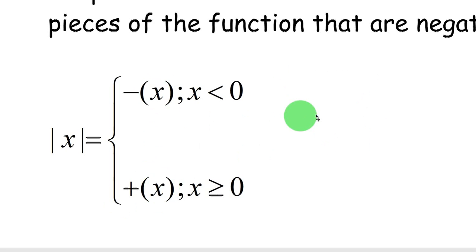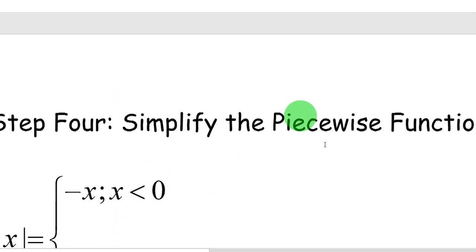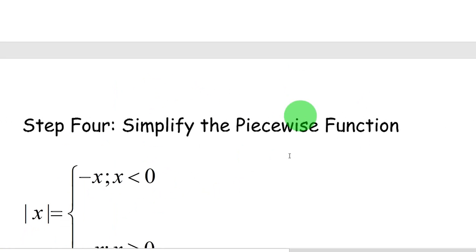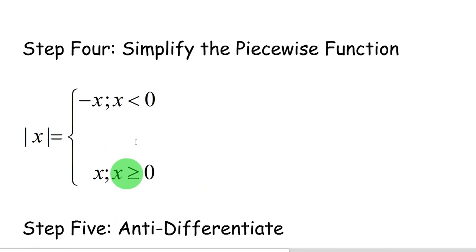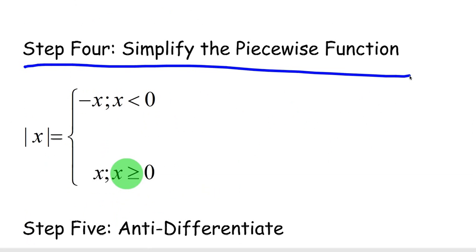So that leads us to step 4. Simplify the piecewise function. Now this one's pretty simple. I mean, negative x just becomes negative x, positive x just becomes x. And so again, this step is going to be more obvious for the next example when it's more complicated. But for now, I just know that you need to simplify that. And then now we can antidifferentiate. Now, what we're really doing for step 5 is we're antidifferentiating each piece. So one piece at a time.